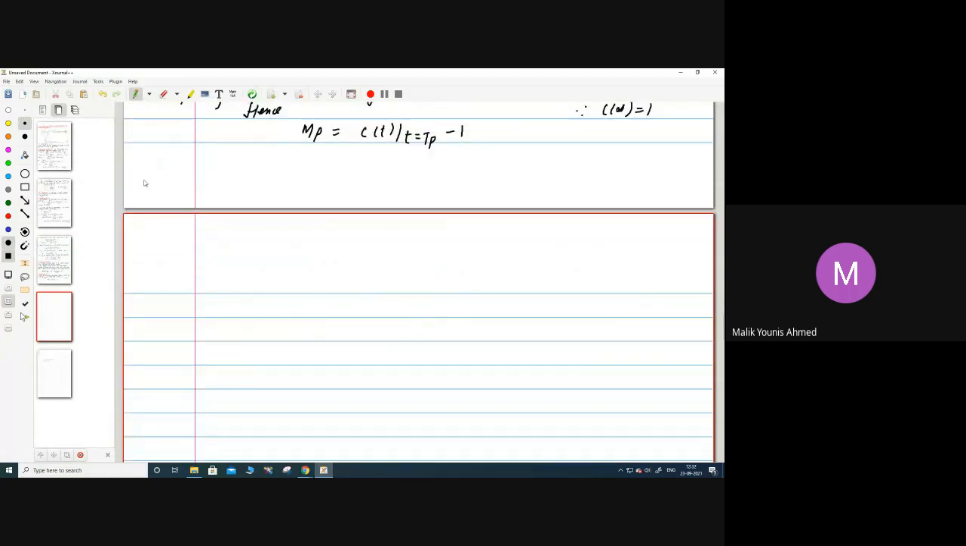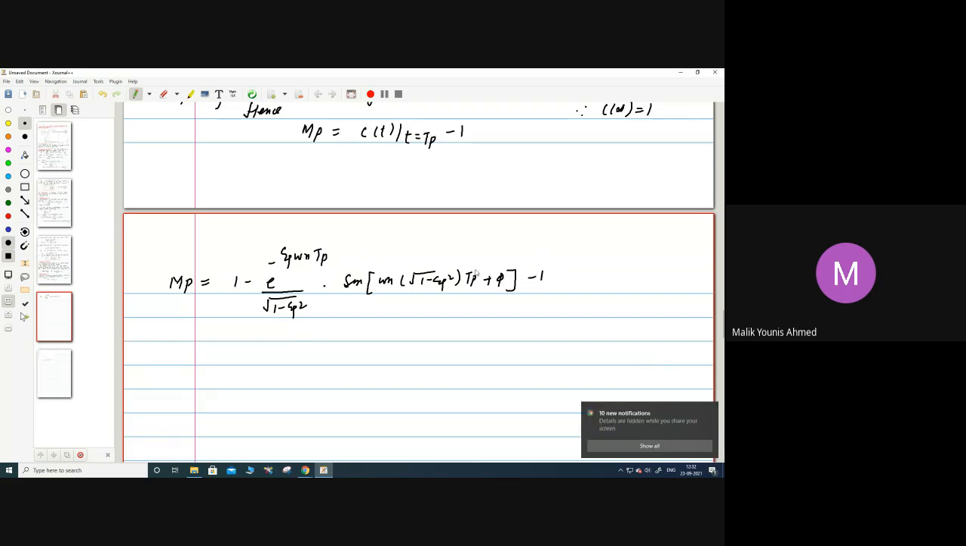So now, how can we write Mp? Mp will be equal to 1 minus the second order response, where t equals tp: e raised to the power minus xi omega n tp, divided by the square root of 1 minus xi squared, into sin of omega n square root of 1 minus xi squared into tp plus phi, minus 1. This minus 1 is there. This is the value at t equal to tp, the maximum peak.